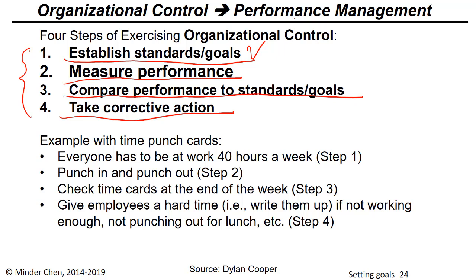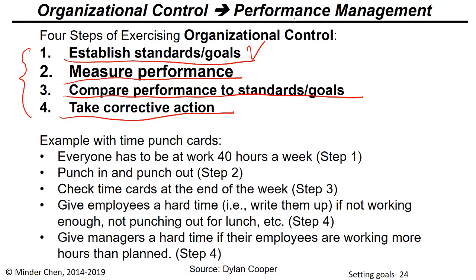So if the employee, for instance, does not punch out for lunch, then you may need to give them a hard time, write them an email or memo to remind them to follow the rule. That will be a corrective action. And for managers, you may give managers a hard time if their employees, their subordinates, are working more hours than planned, which means you need to pay overtime, sometimes unnecessary overtime if that's the case. It's probably the planning and scheduling of the work hasn't been done properly by the manager. And that's step four.